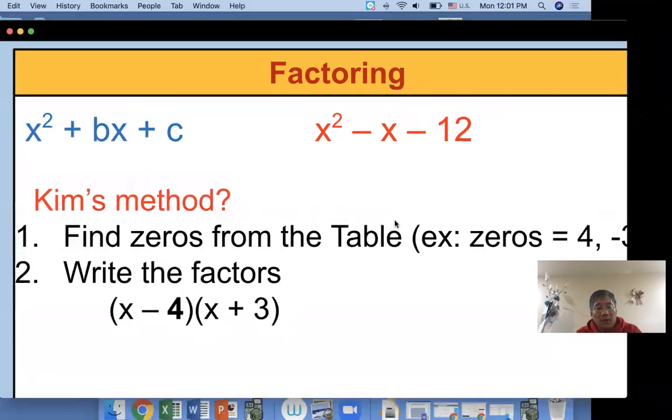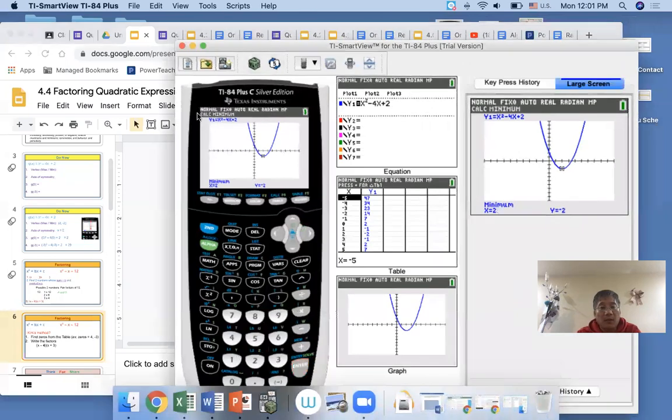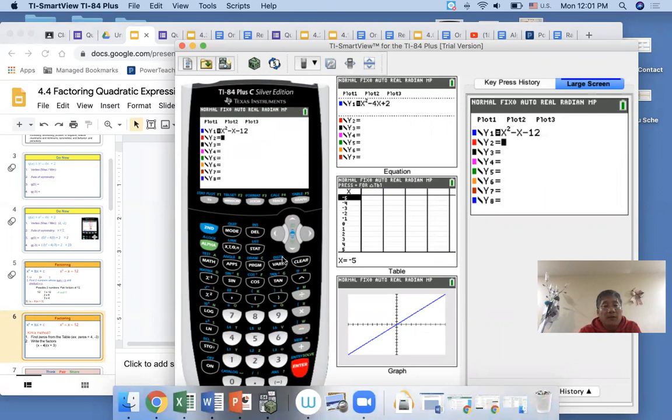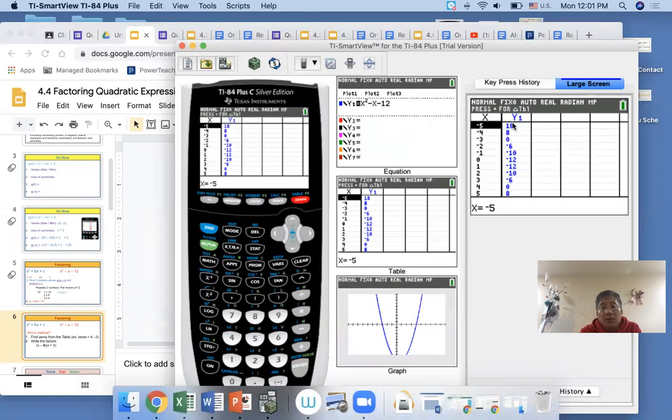If you go to the calculator, x squared minus x minus 12. Let's put this in the calculator here, right? x squared, clear it. x squared minus x minus 12, right? And then enter. And then to find the zeros, we should go to the table. Second graph here, look at the table here, right? Then this table gives you the values.